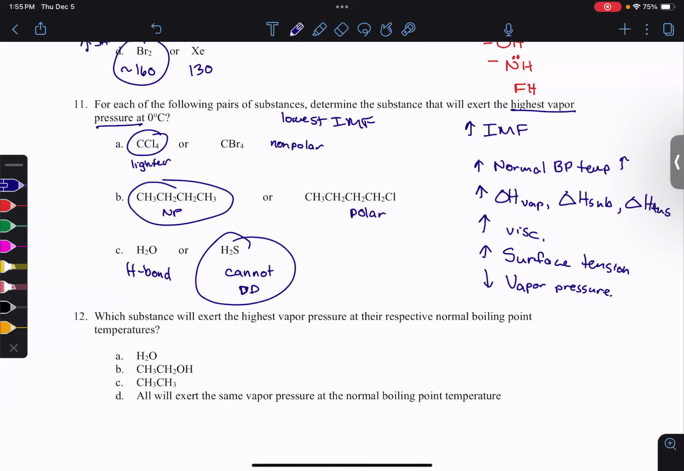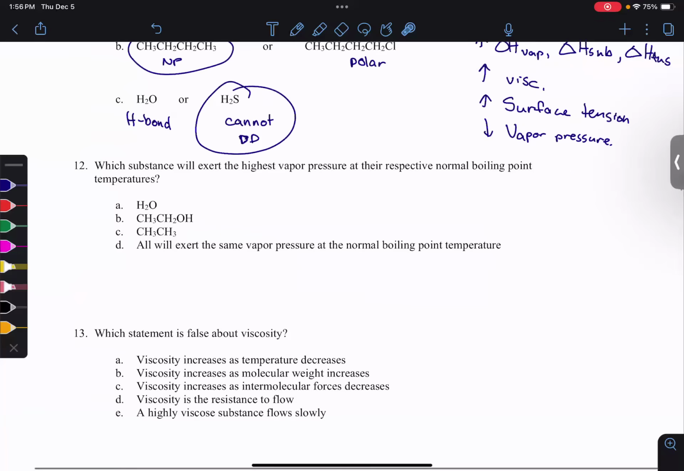All right, got it? I can change any of these questions to one of these. I could say which one has the highest viscosity, which one has the highest delta H of vaporization, and the strategy is still the same.